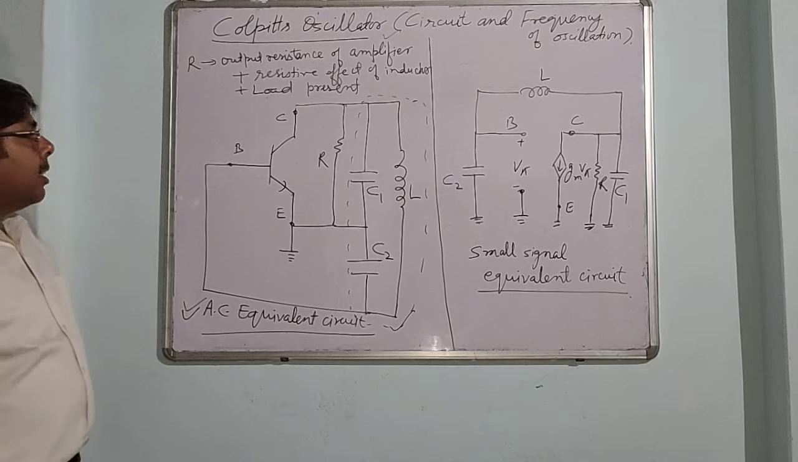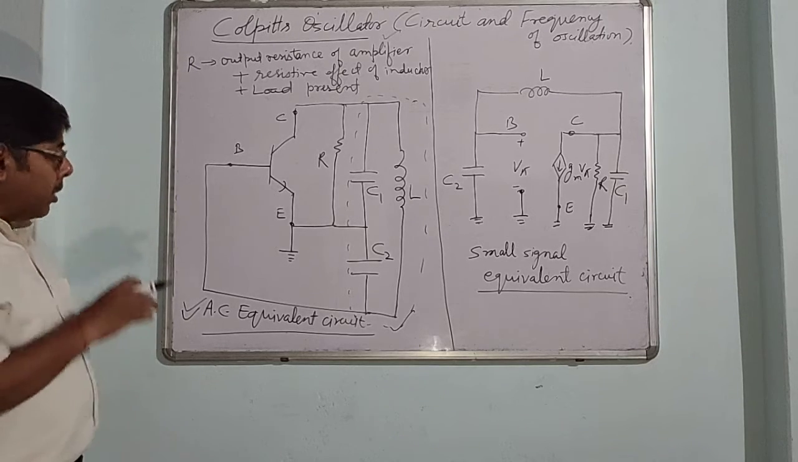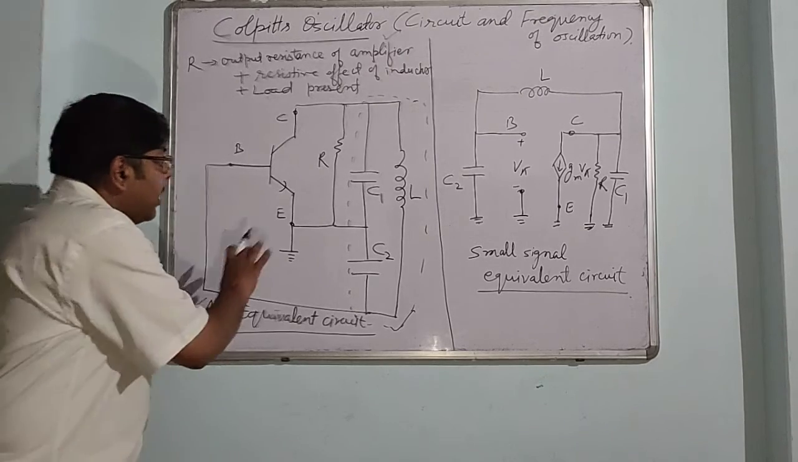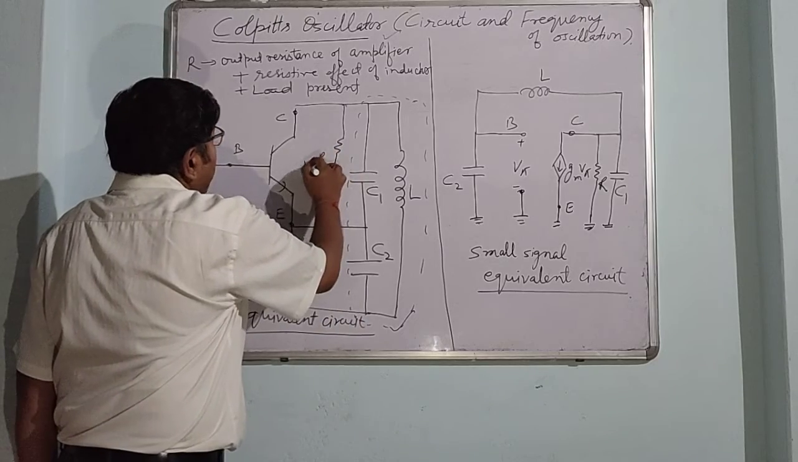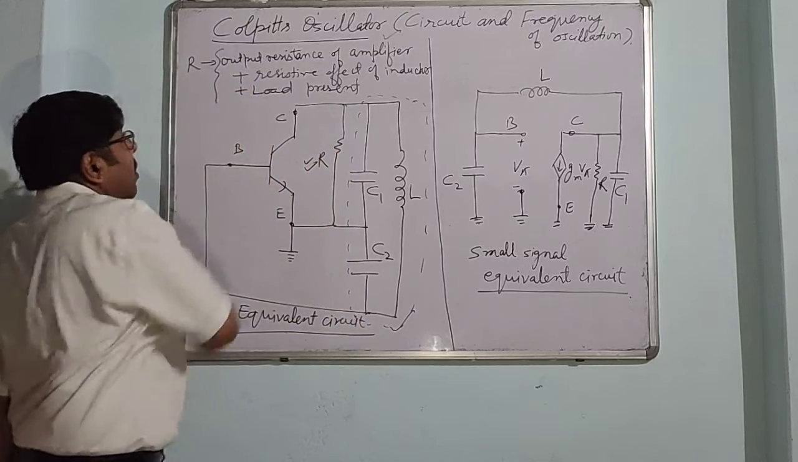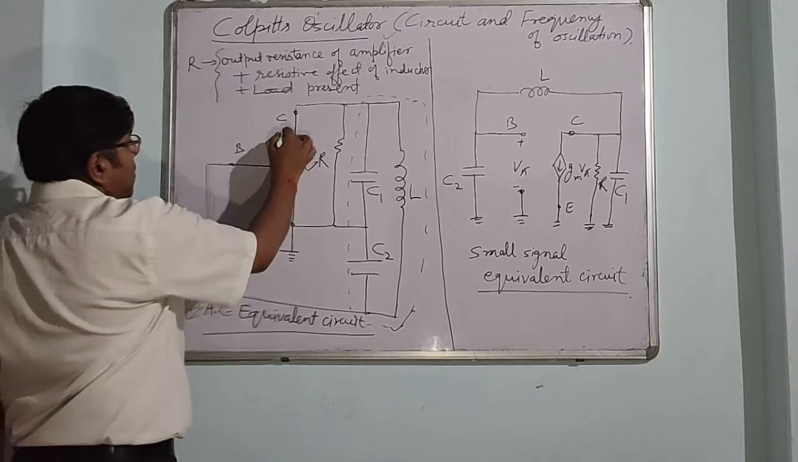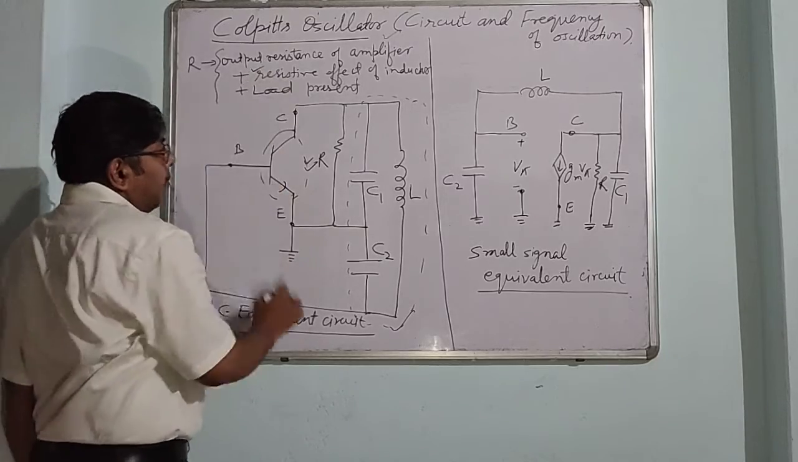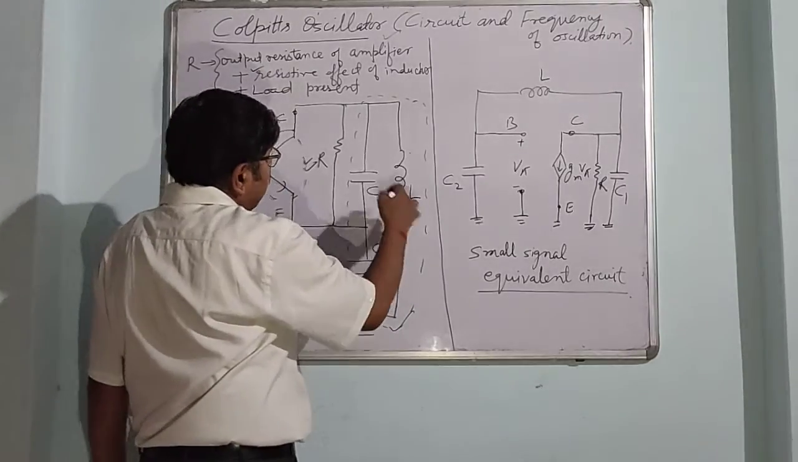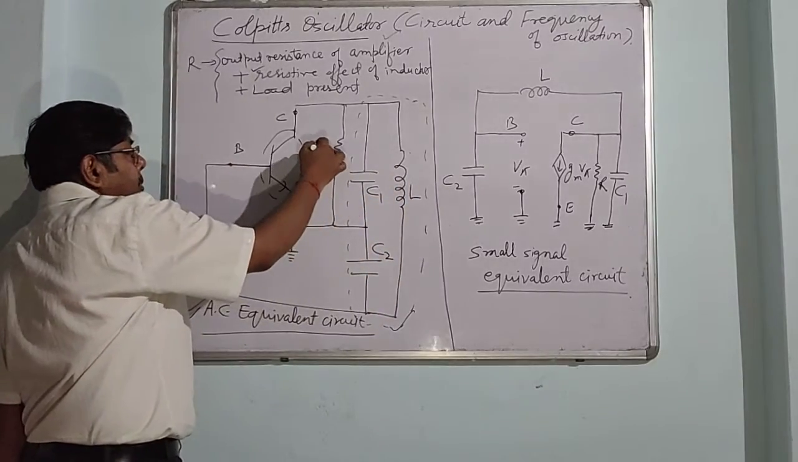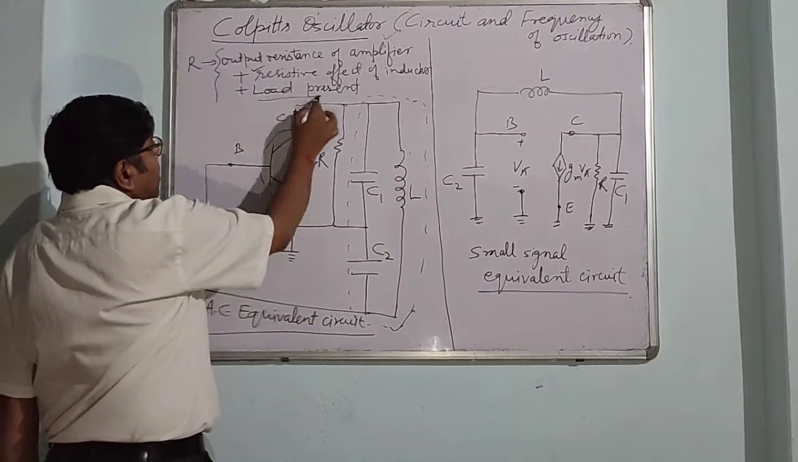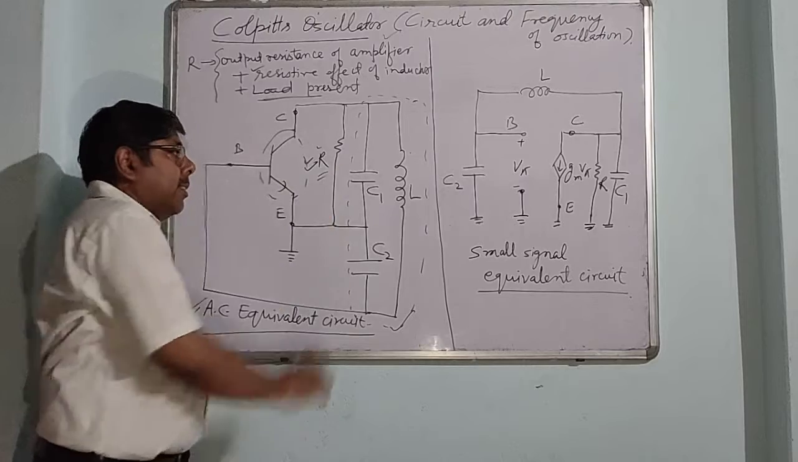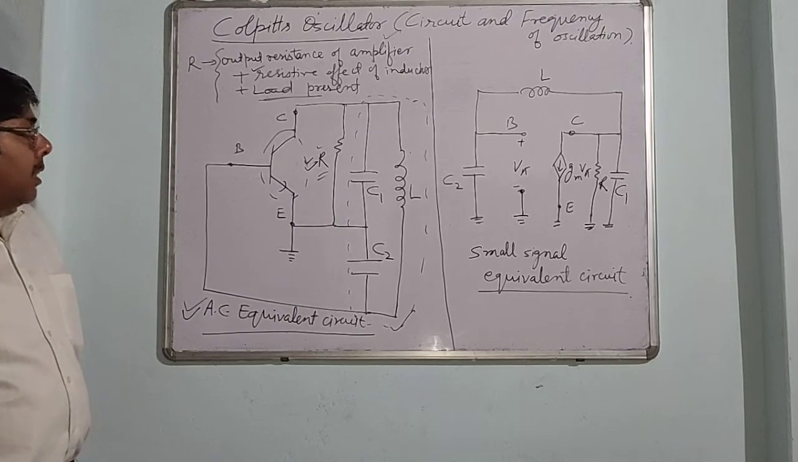In AC equivalent circuit all DC connections are shorted and coupling capacitors are shorted, and this is the AC equivalent. Here R is the combination of three resistances. One is the output resistance of this transistor, another is resistive effect of inductor or tank circuit, included in this, and third one is load. Any load present in the circuit is included in this resistor. So this is the AC equivalent circuit.